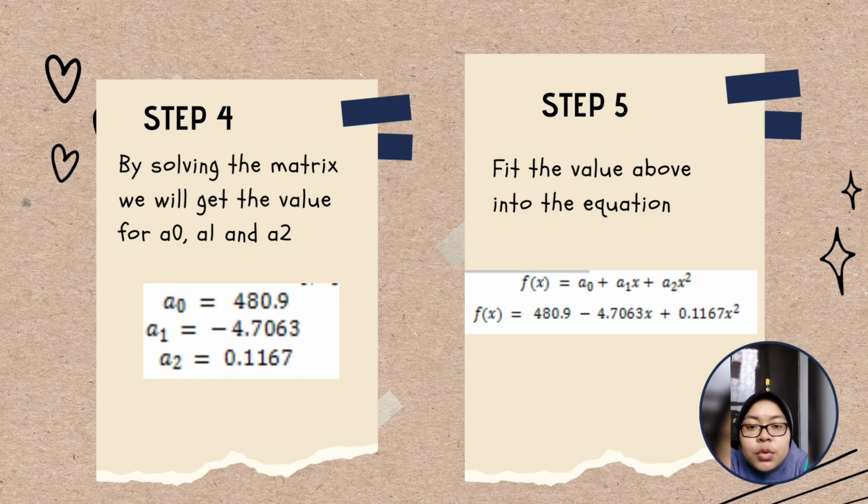Fit the values above into the equation. So the general equation for the function is f(x) equals a0 plus a1x plus a2x squared. So we substitute all the values that we get into the equation, and we get the equation for the function: f(x) equals 480.9 minus 4.7063x plus 0.1167x squared. So this is the function. So this is the equation for the curve.